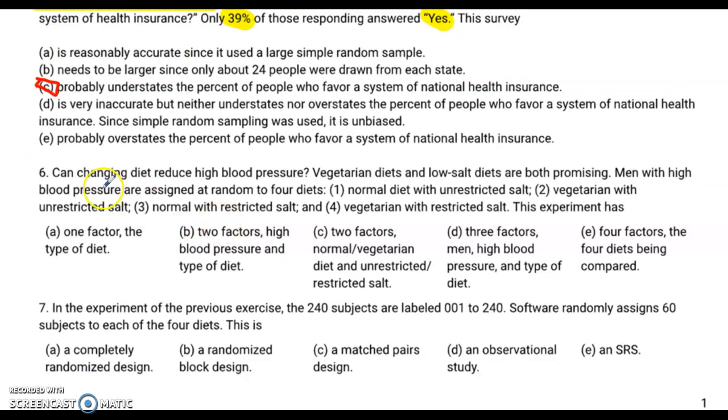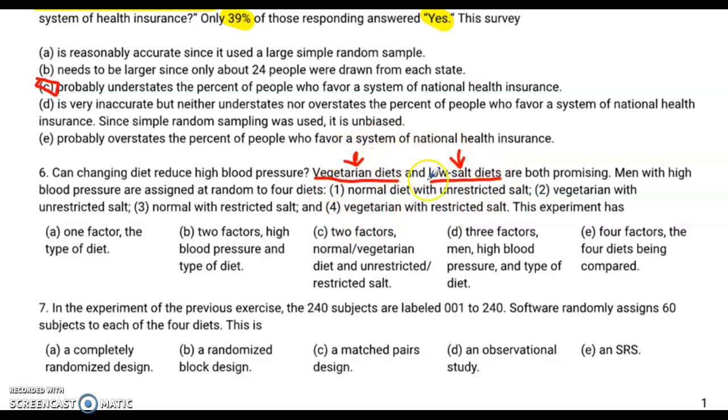Moving on to question number 6, can changing diet reduce blood pressure? Hopefully. Vegetarian diets and low salt diets, well, they've named these two things here. These are two things that could potentially cause a change in the response variable, that high blood pressure. So they've identified these 4 diets. We got normal unrestricted, vegetarian unrestricted, etc. It seems like there's 2 different things that are being looked at, vegetarian diets and low salt diets. And these 4 different diets, these 4 different treatments, are composed of combinations of these 2 things.